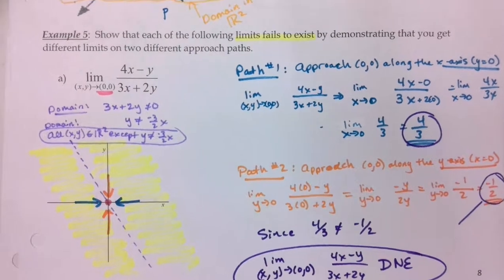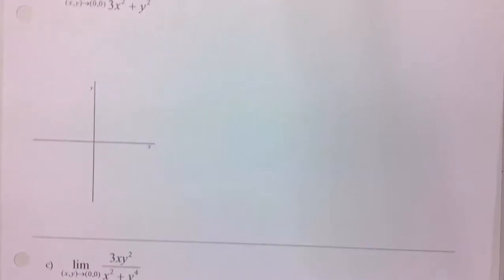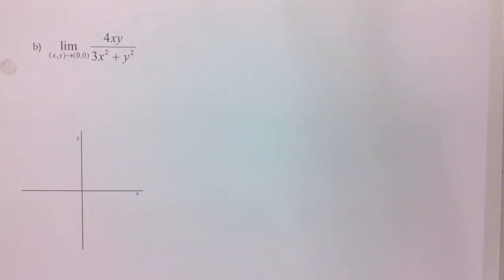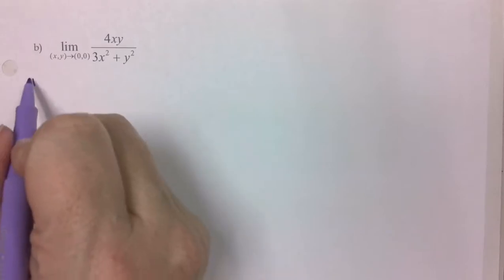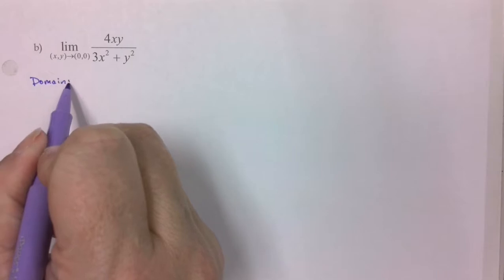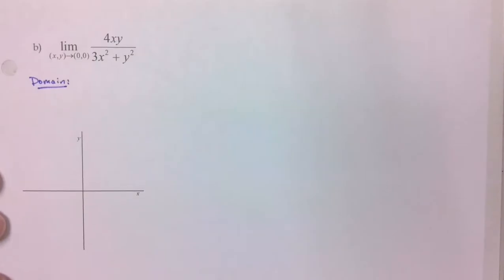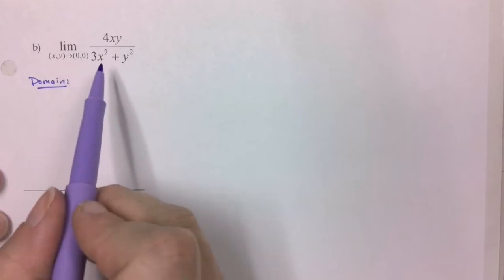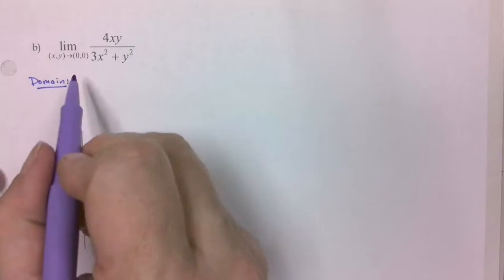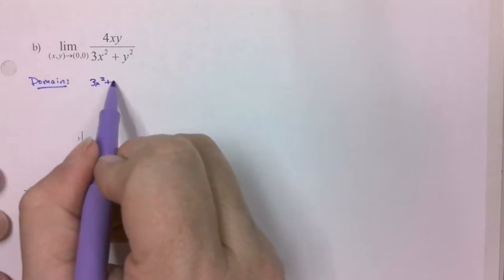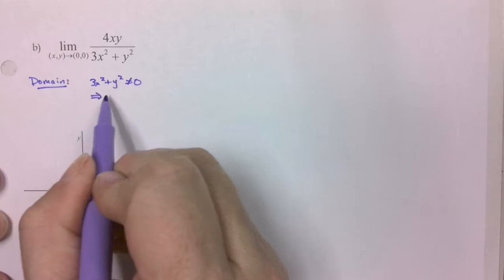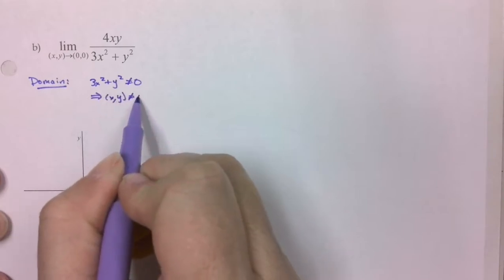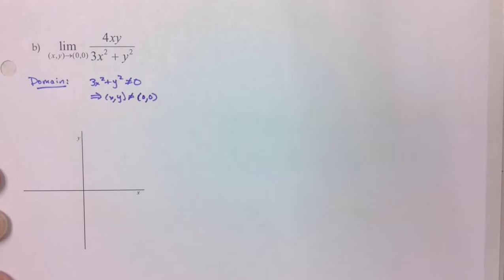So now I'm going to do a slightly more difficult one. 4xy over 3x squared plus y squared. Now, we start off with the domain briefly, because of course, if 0, 0 is within the domain, this really isn't a problem, and you can just substitute in your value. But of course, looking ahead, we won't be able to, because if you put 0 in for x, 0 in for y, we would have division by 0. So we notice that 3x squared plus y squared cannot be 0, which means that xy cannot be 0, 0. And that's the only time that graph would be equal to 0.